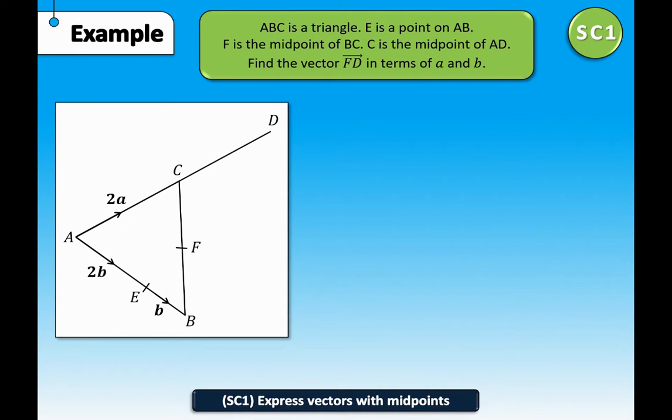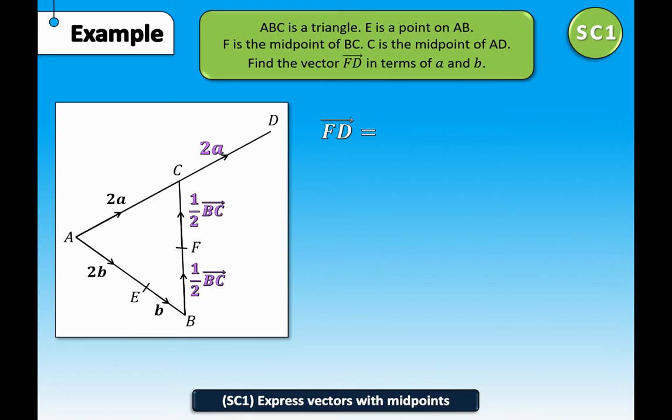Here's another question. So again, ABC is a triangle. E is a point on AB, and F is the midpoint of BC. C is also the midpoint of AD. And we want to find the vector F to D in terms of a and b. So B to F is 1/2 of B to C, and F to C is also 1/2 of B to C. Because C is the midpoint of AD, and A to C is 2a, C to D is also 2a.